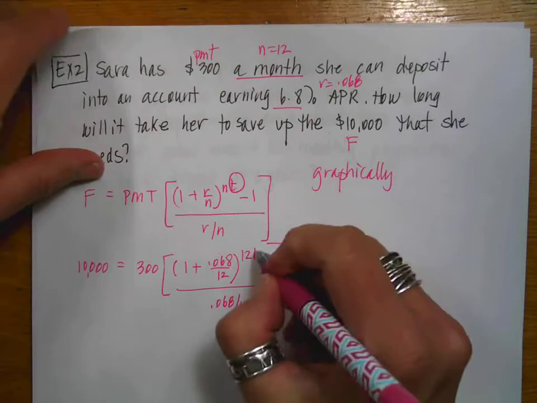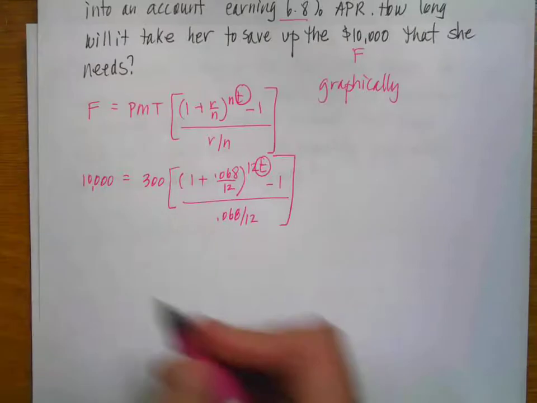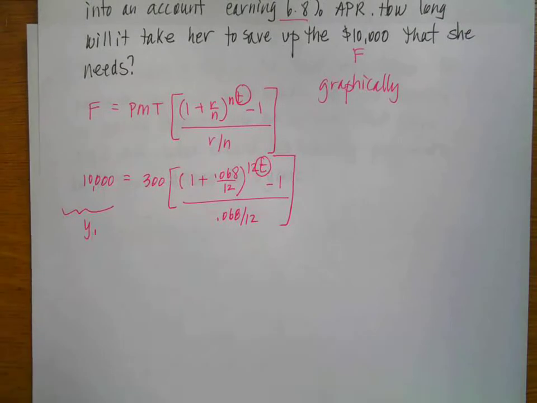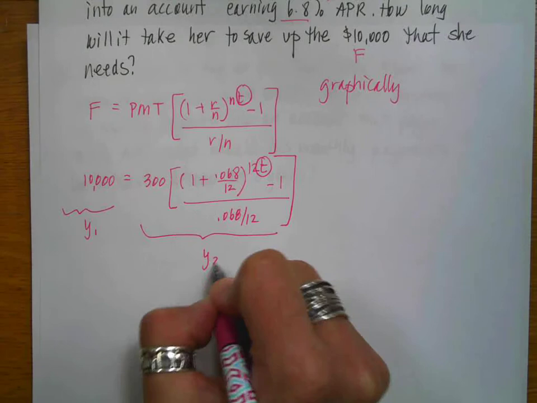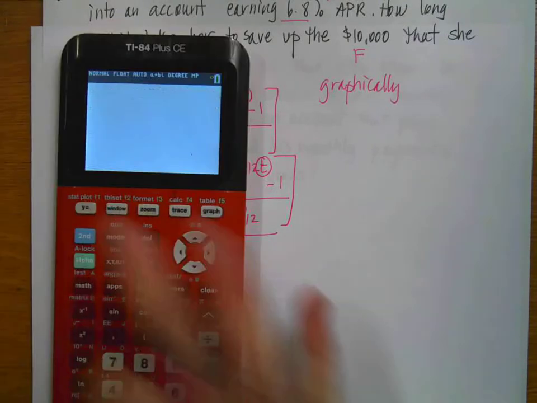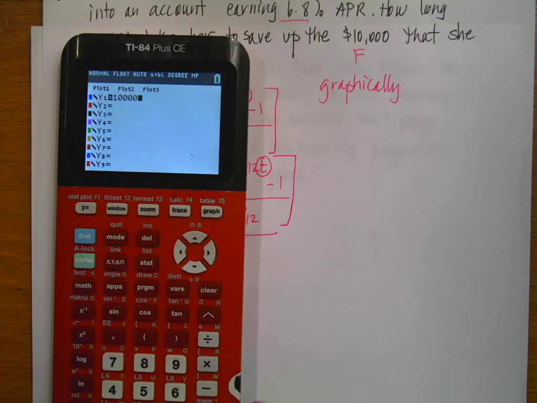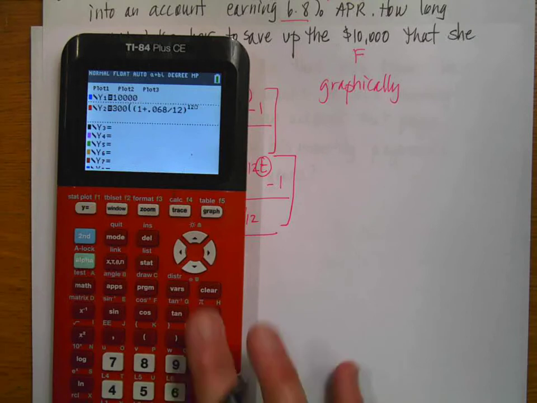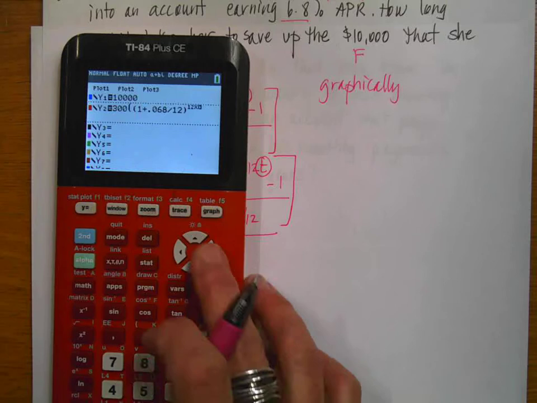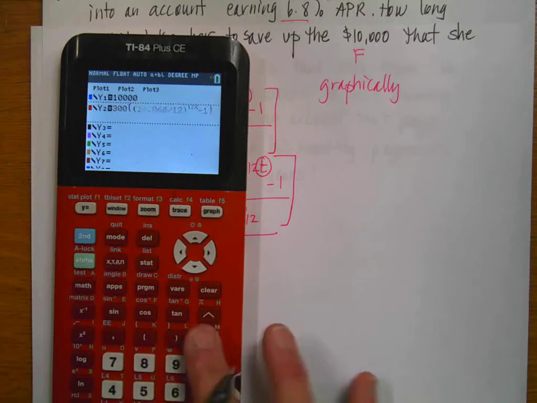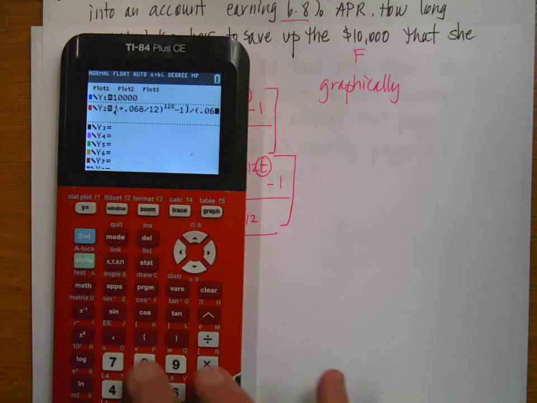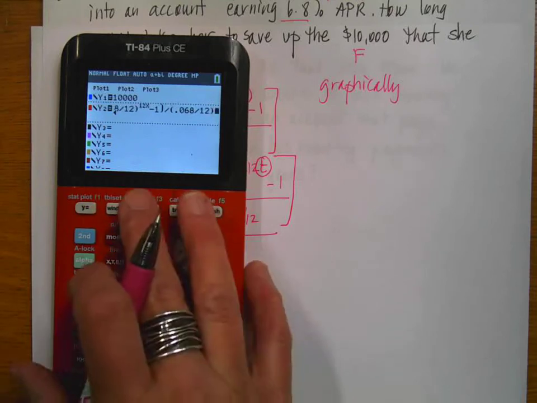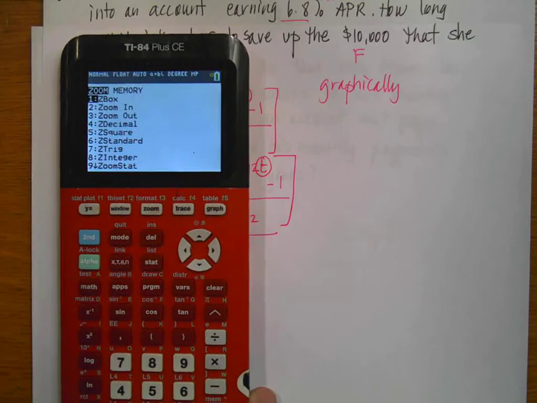So just like we've done in other situations where I want to solve for t, I'm going to write two different equations. I'm going to call this one y1, and I'm going to call this one y2. So let's put those in our handy-dandy grapher. I'm going to put my 10,000 in the first one, and then on the second one, I'm going to do 300 times parentheses, 1 plus 0.068 divided by 12, raised to the 12 times t, minus 1, close that parentheses, divided by parentheses, 0.068 divided by 12, and I'm going to do a zoom 0, okay?